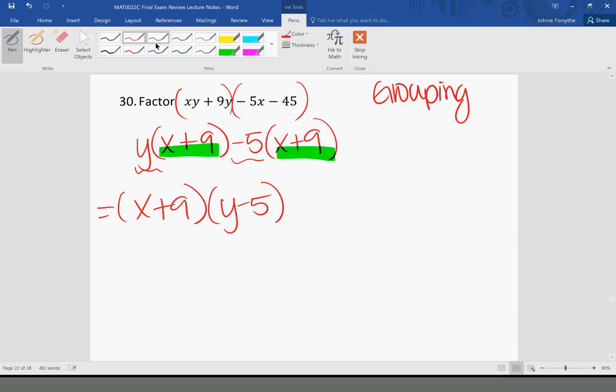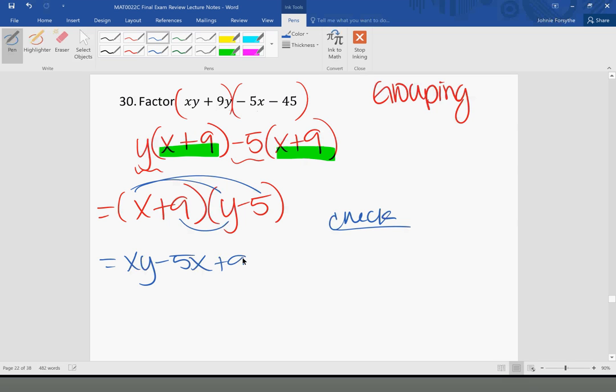And that's your answer. You can always go back and check your work by multiplying it back together. So we'll distribute: x times y is xy, x times -5 is -5x, 9 times y is 9y, and 9 times -5 is -45. And if you look at the original, it's the same thing. But this is your answer here: x plus 9 times y minus 5. And you could have written it the other way, as y minus 5 times x plus 9. That would be the same thing.